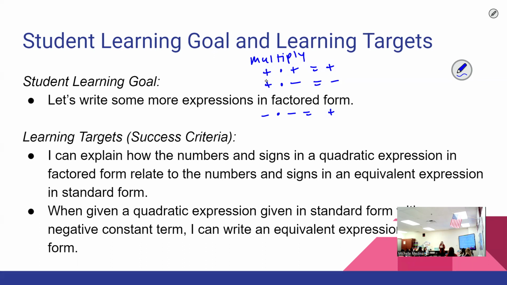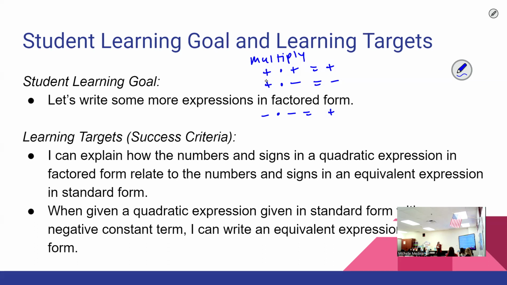Another way I've heard it explained that I do think is really good is that when good things happen to good people, that's a good thing. When good things happen to bad people, that's a bad thing. And when bad things happen to bad people, that's a good thing. That's another way you could remember what your answer should be when you multiply.